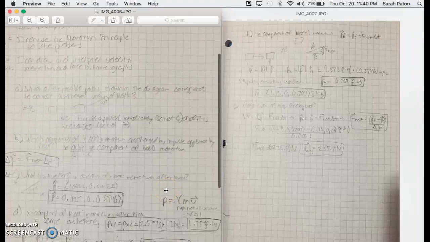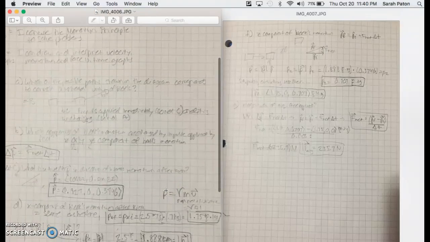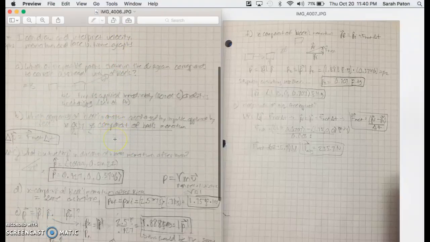The next question asked which components of the block's momentum were changed by the impulse. Because the impulse is perpendicular to the original motion, because the original motion is like this and the impulse is like this, only the z component is changed.